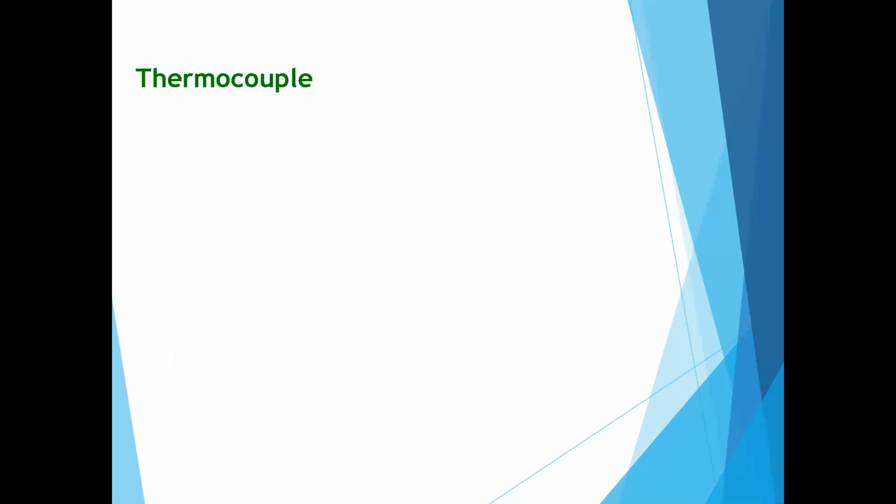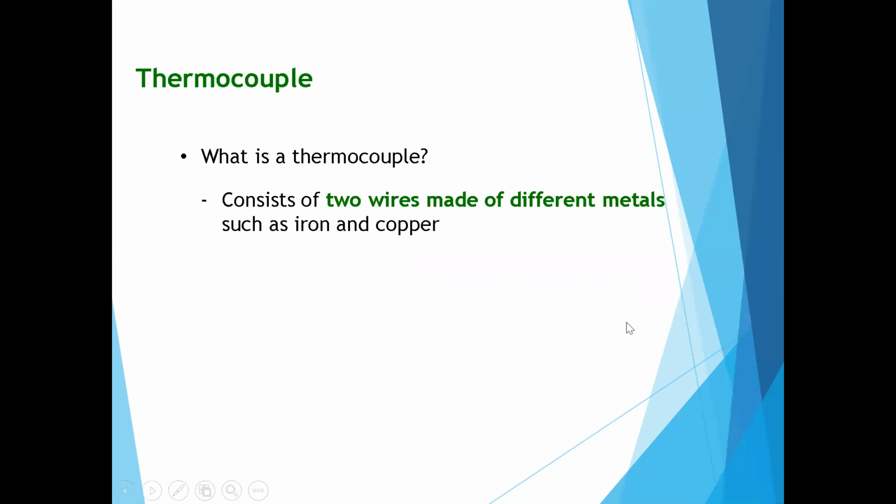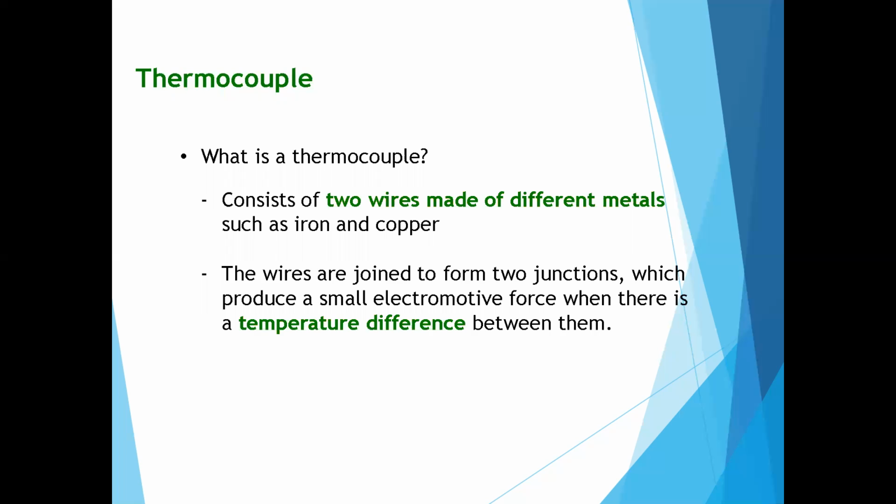Now we have a thermocouple thermometer that uses the property of EMF. So a thermocouple consists of two wires made of different metals such as iron and copper. We're going to have a look at the image of a thermocouple, but right now we need to know that the metals should be two different types of metals. Why? Because we need to generate an EMF, a potential difference, and that difference will only be generated when we have two wires made of different metals, for example iron and copper.